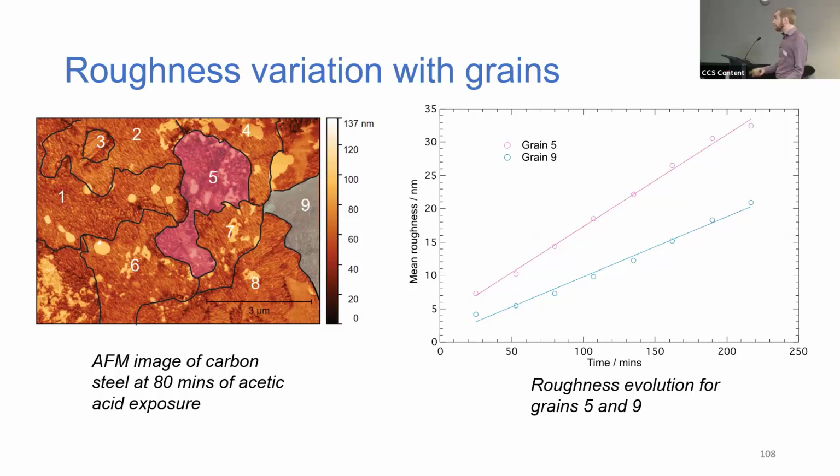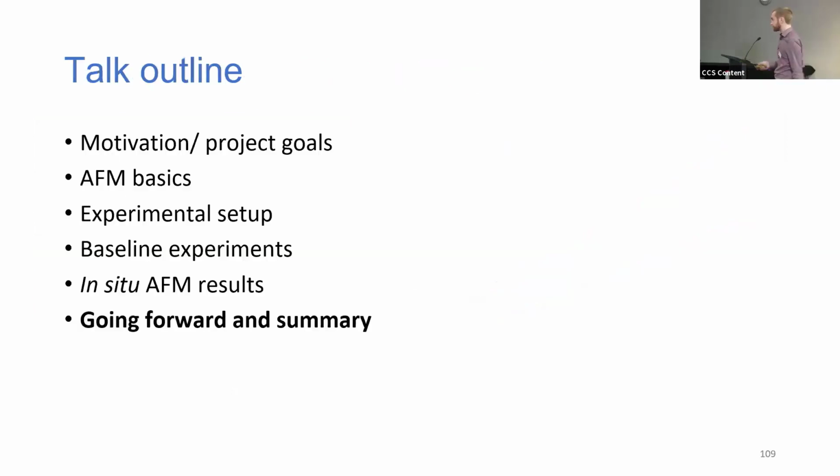So we believe that these effects are to do with the orientation of the grain. So the grain that's exposed may have more or less active sites for corrosion to occur, depending on which crystal facet is exposed. And we hope to explore this in the future, but we haven't got there yet, by looking more deeply at the EBSD data and trying to compare the roughness of grains to known orientations. So I'll move on to our summary and our future work.